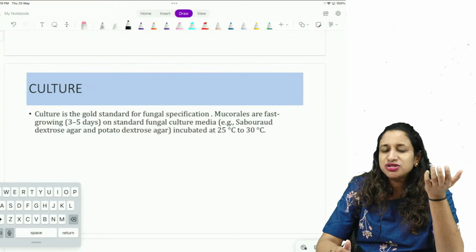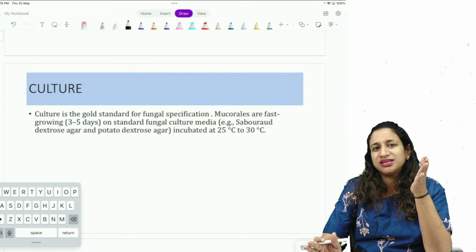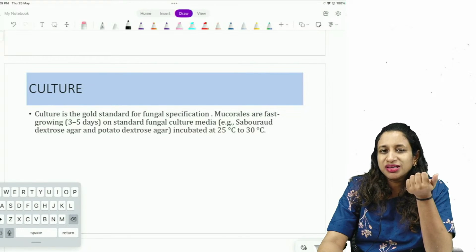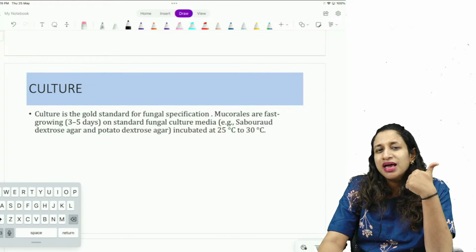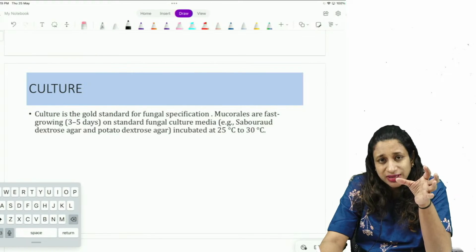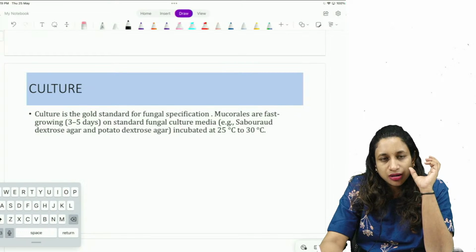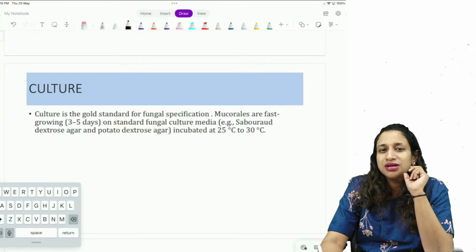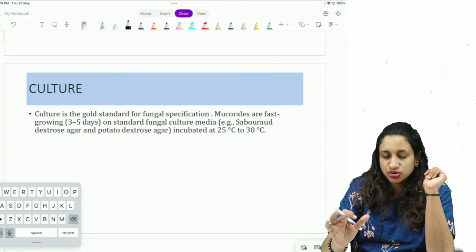Now when it comes to culture, what are the things that you need to know? Culture, again, the most important thing that you should understand is that this is the one which grows very quickly. It is considered the gold standard, and this is something that you should never miss when it comes to tissue samples.